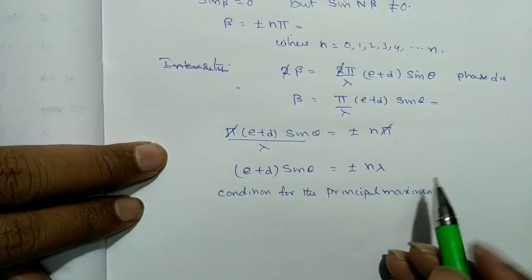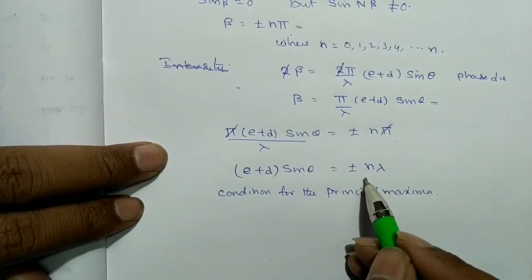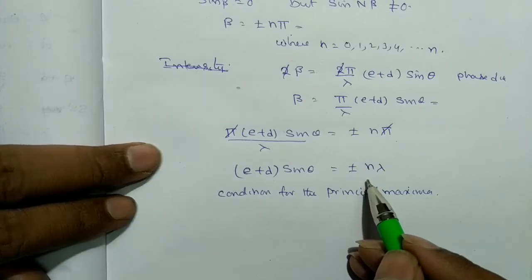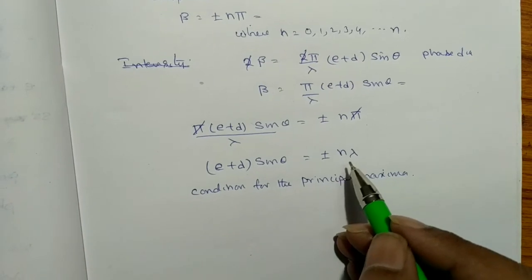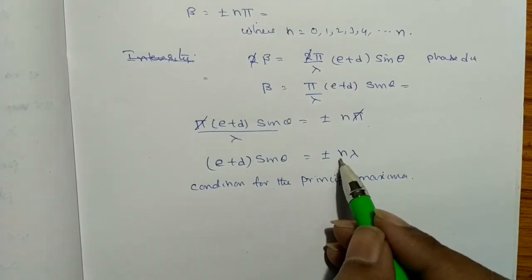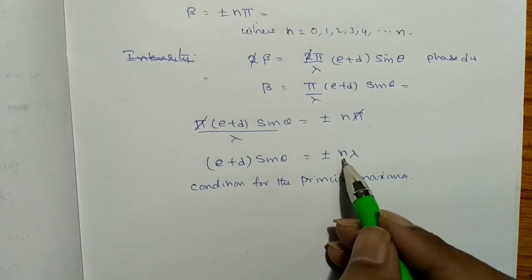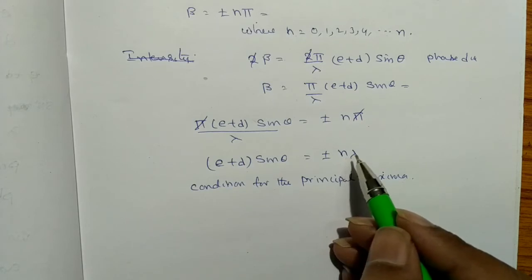Condition for the principal maximum: here n refers to the order, where n is equal to 0, 1, 2, 3, 4, 5, like that. Then it gives the order of the principal maximum. If n is equal to 0, this is called the 0th principal maximum. 1 means first principal maximum, 2 means second principal maximum, and so on.